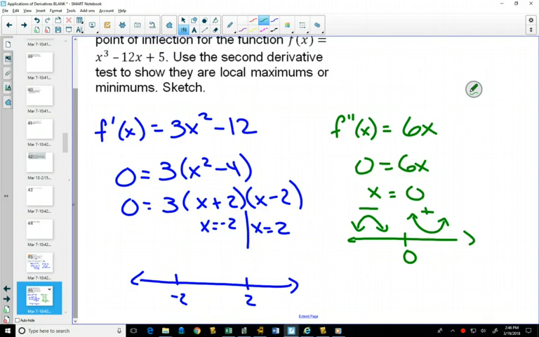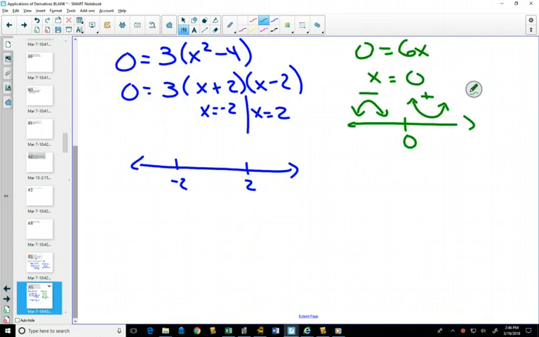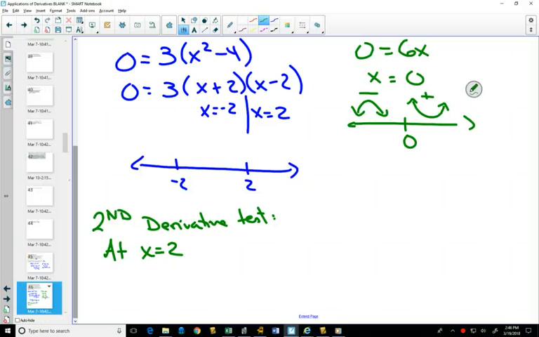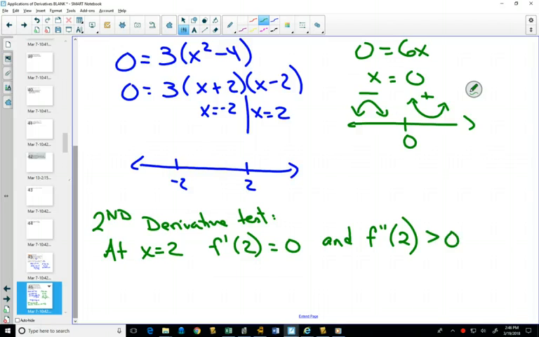Okay? And now I'm really going to talk about the second derivative test. At x equals 2, f prime of 2 is equal to 0, and f double prime of 2 is positive, greater than 0.